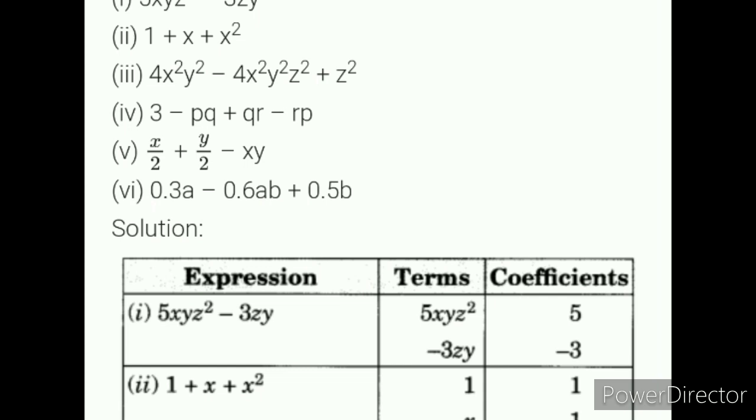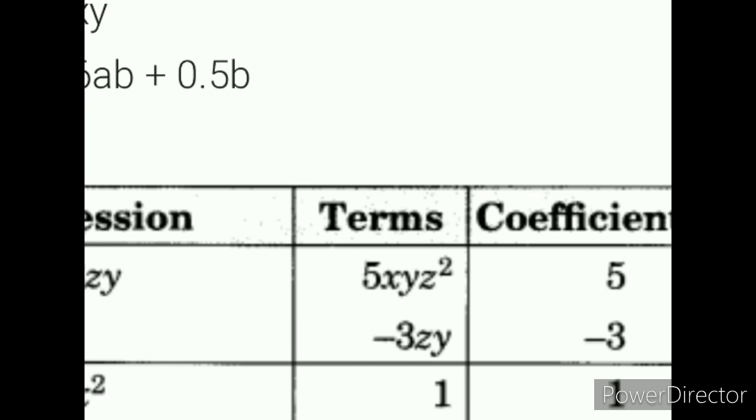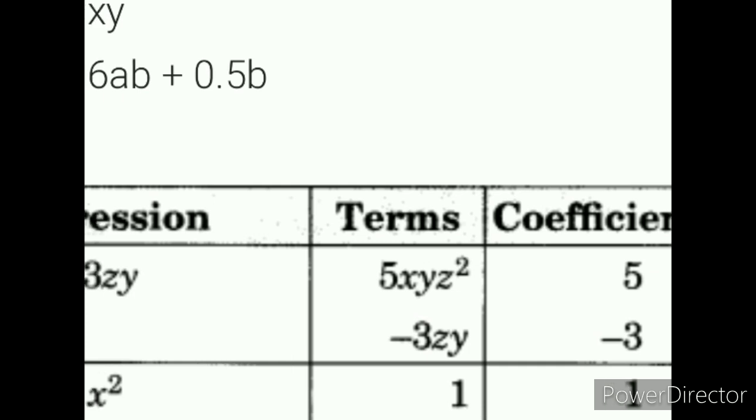Then its coefficients. Coefficients in the sense you write only the numerical coefficient, that is, numbers with sign. Here in the first term 5xyz square, which is the numerical coefficient? That is 5 only. We should write 5 only as the coefficient. Here 2 is also a number, but it is in the power, the exponent, so we should not consider that. Only the coefficient, meaning the number in front of the variables. Next term, minus 3zy. In that, minus 3 is the numerical coefficient.